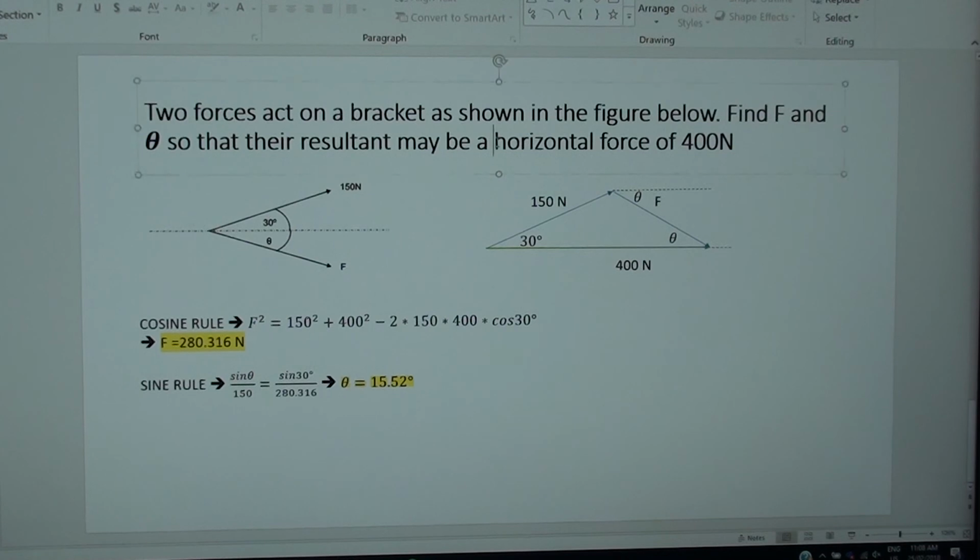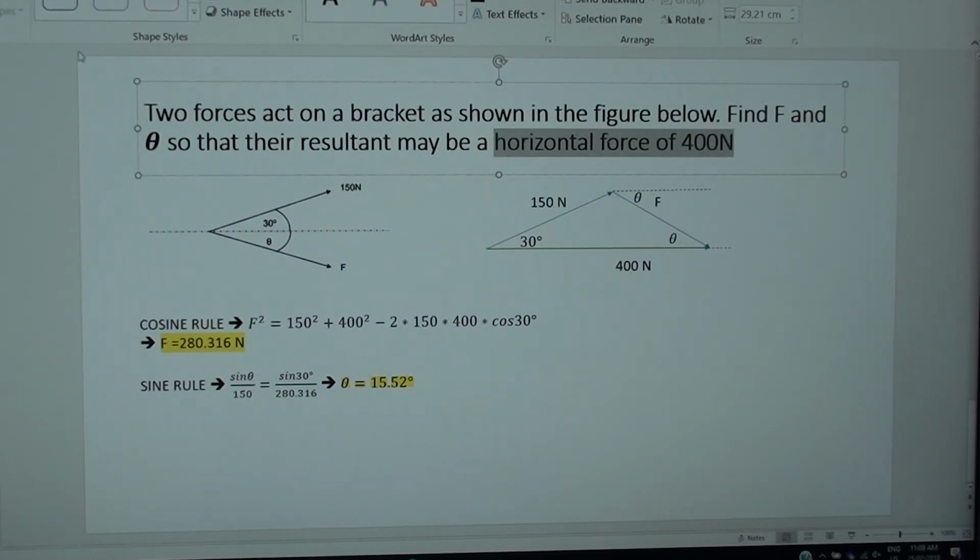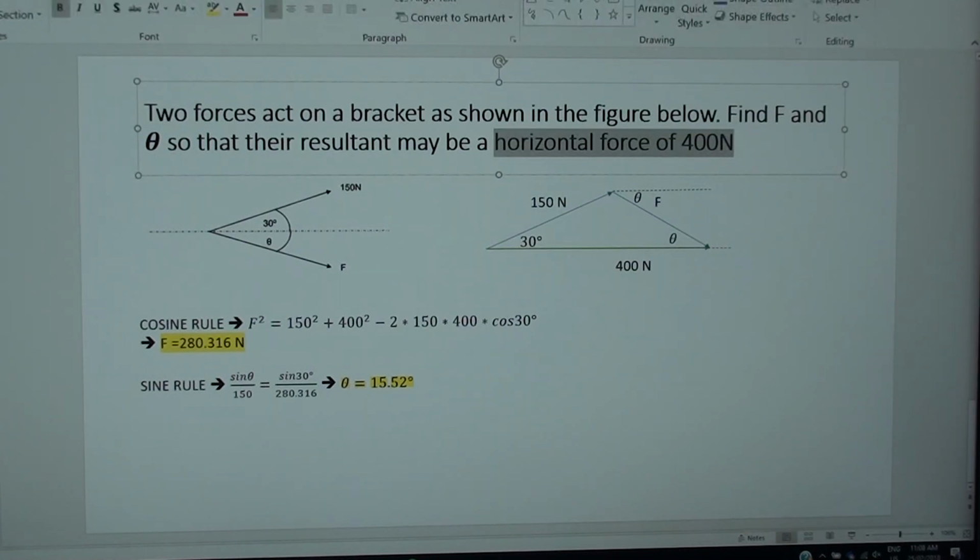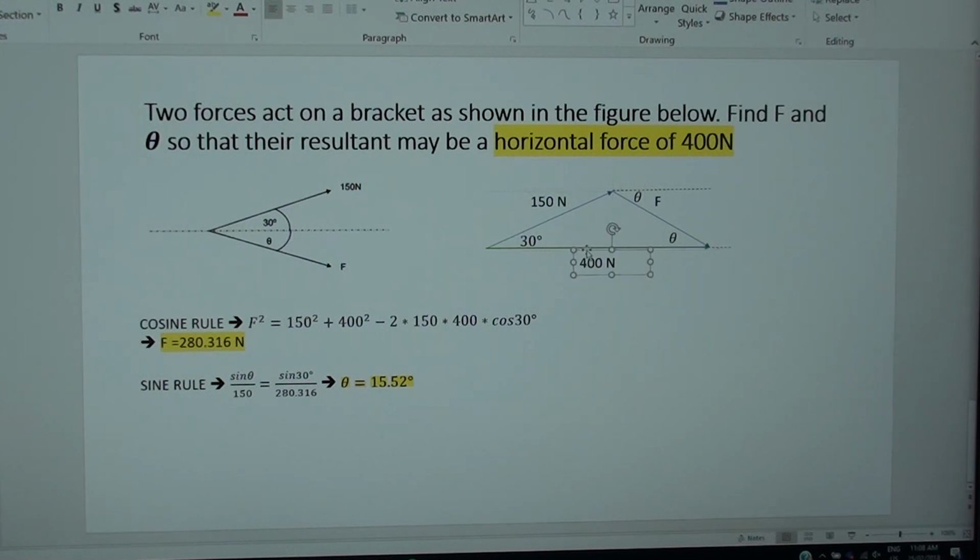And also because there is another information given to me that the resultant force is equal to 400 newtons going in that direction, therefore it will help me to determine the value for the resultant force. Now I know force opposite to that theta angle is unknown, 30 degrees opposite to that is F, and 400 newtons. Using the cosine rule, we determine the value of F, and then using sine rule we determine the value of theta. And this is the answer for this question.